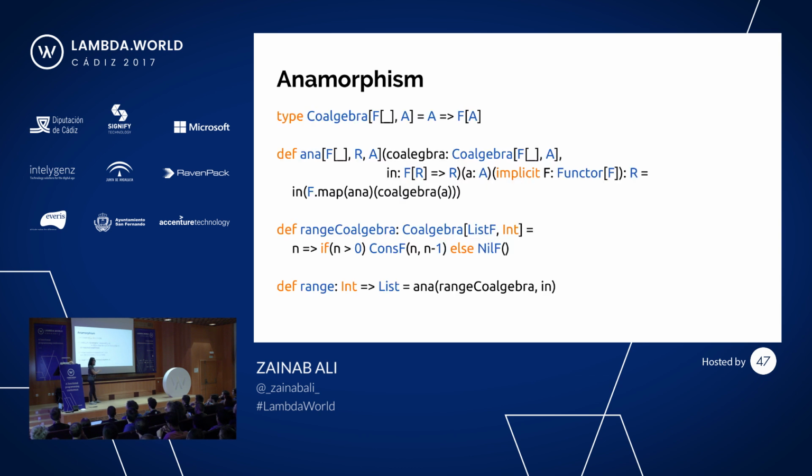And this is what it looks like in Scala. Again, this co-algebra is just a type alias. It just goes from A to F of A, where F is a functor. And I can write an anamorphism like this. And so if I wanted to write a coalgebra for range, it would look pretty similar to what I wrote before, the actual range function. I'm just saying that when n is not 0, I have a cons of n and n minus 1. And if n is equal to 0, then I'm going to have nil. And so I can produce my range function from this anamorphism.